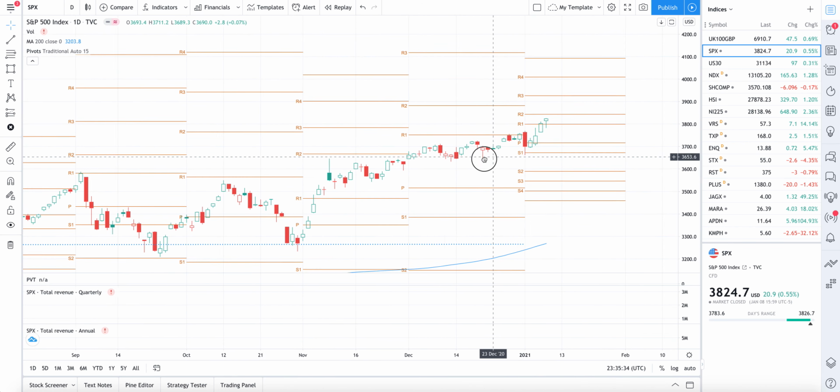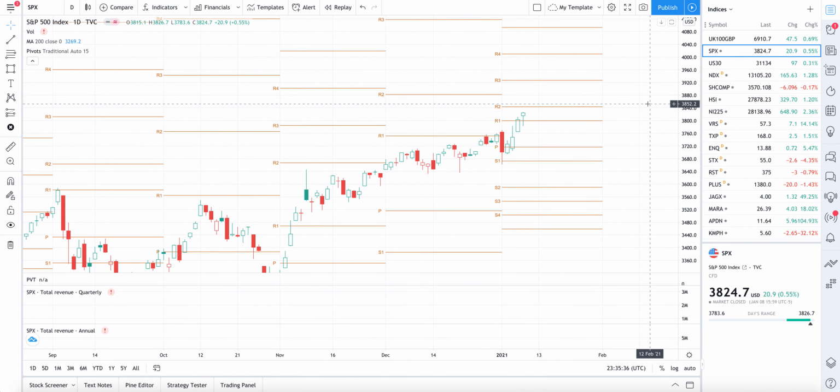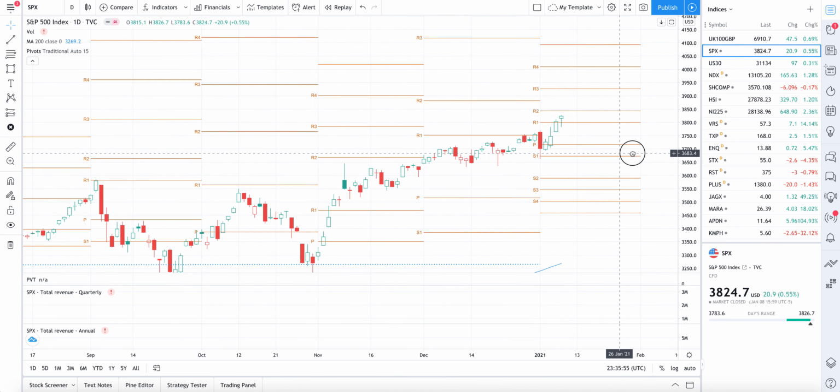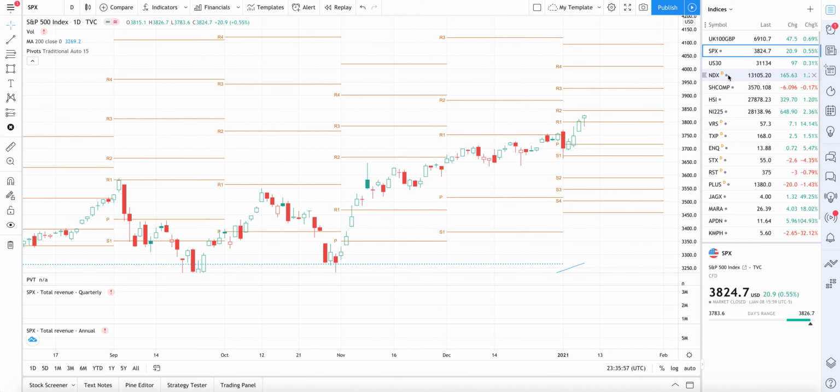So for this month, if we do see a breach of the 3,843 level, then we can reasonably expect 3,900, 3,926, 3,930 in January should the strength continue. So keep an eye on that.